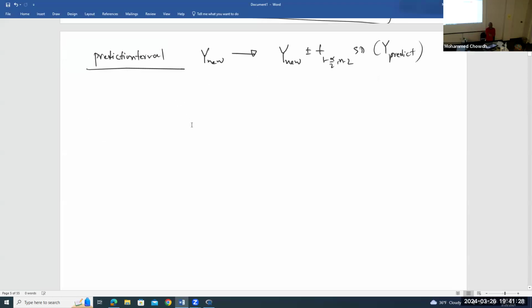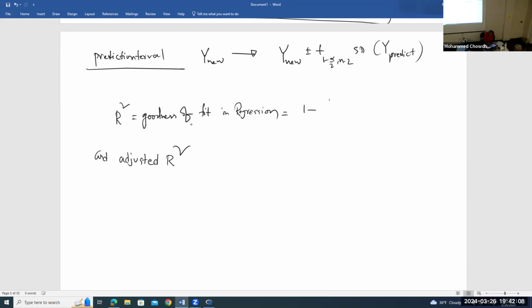Now, everyone knows R square, right? R square and adjusted R square. R square is known as the goodness of fit in regression. What does this mean? R square is computed as 1 minus the error sum of squares, that means the residual sum of squares, divided by the total sum of squares.